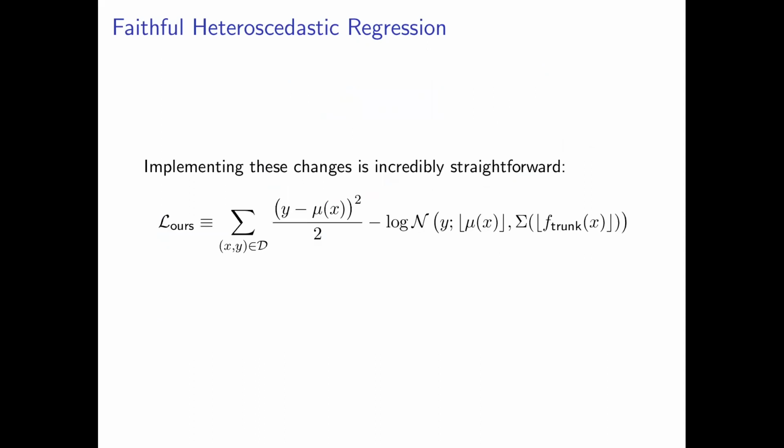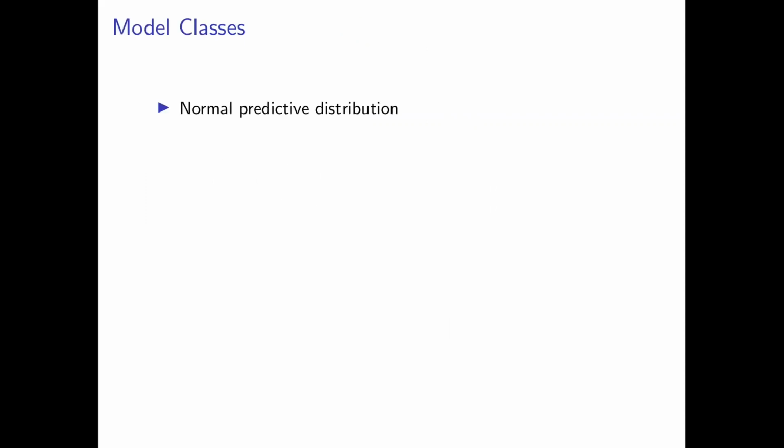Implementing these changes in any deep learning framework is incredibly straightforward. Using our alternative loss function, which minimizes the sum of square errors of the mean estimate and the negative log likelihood of the covariance output head. The floor operation denotes the stop gradient operation, which treats its operands as constants. Differentiating this loss, one finds that the shared representation learner and mean output head have gradients equivalent to minimizing the sum of squared errors of a homoscedastic model, thereby ensuring their faithfulness.